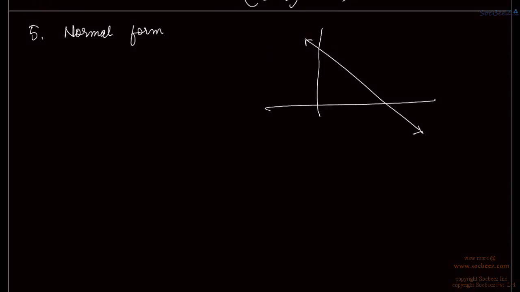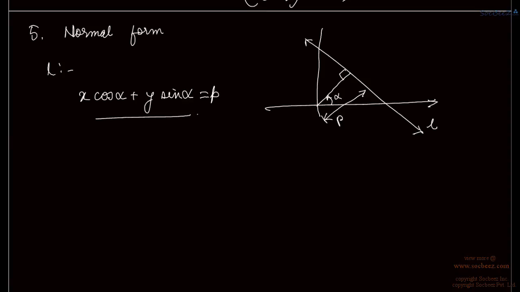And from the origin we draw a normal whose length is equal to p, and which makes angle alpha with the positive direction of the x-axis. So we can have the equation of line L as x cos alpha plus y sin alpha is equal to p. So this is the normal form. And finally, last, parametric form.